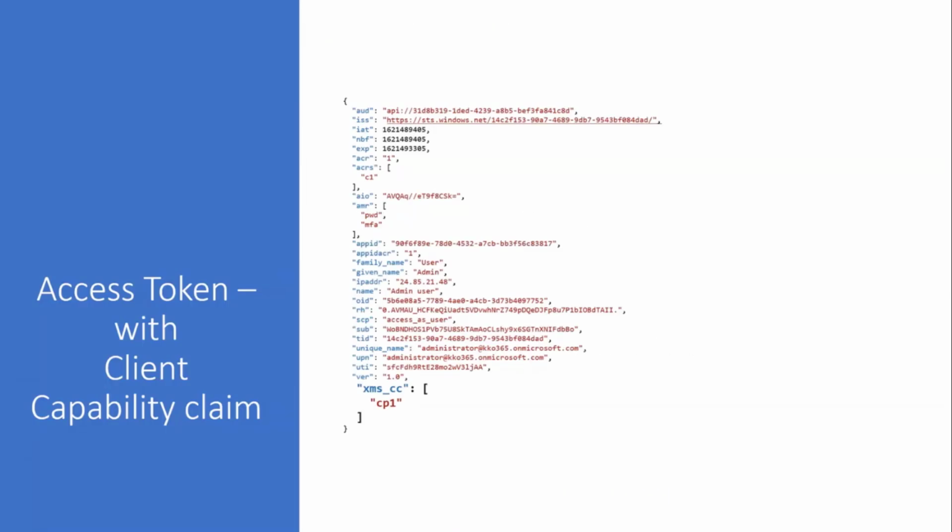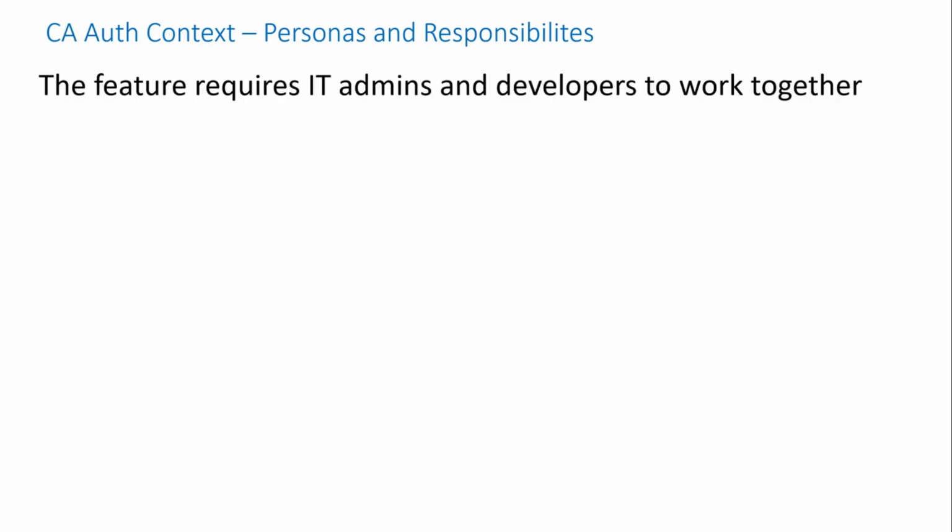So this is how a token looks when you have the client capabilities enabled. You need to do this today if you have an access token for Microsoft Graph and you expect to attend to the claims challenges that Microsoft Graph throws when continuous access evaluation events occur. One more thing that we wanted to cover before we finish this is understanding the personas and responsibilities in case of using an auth context.